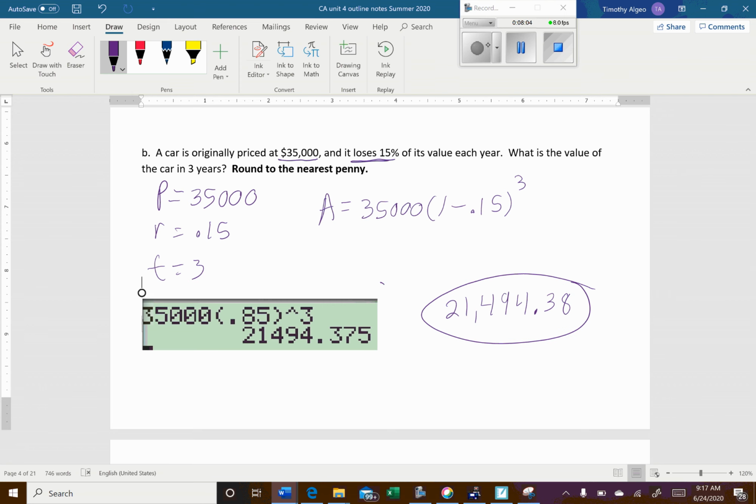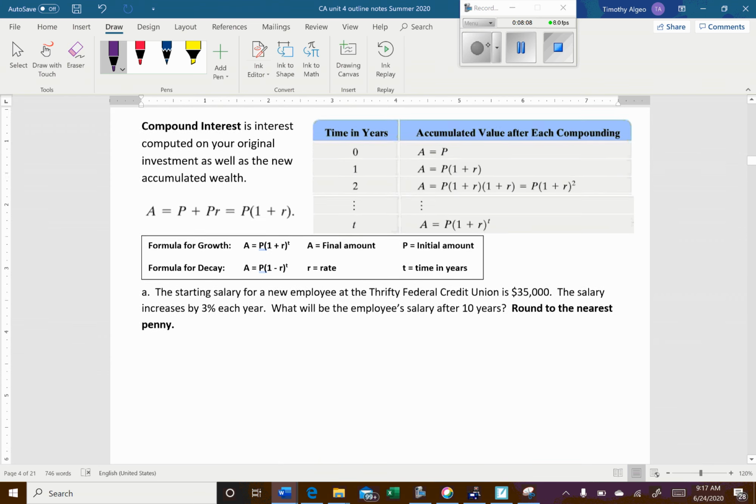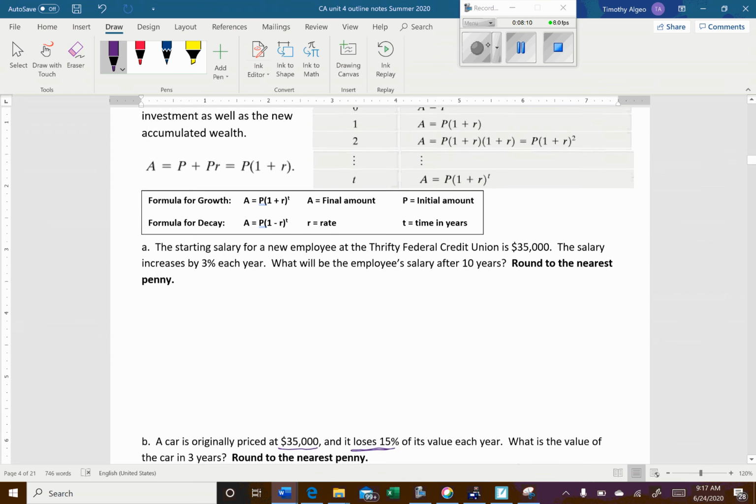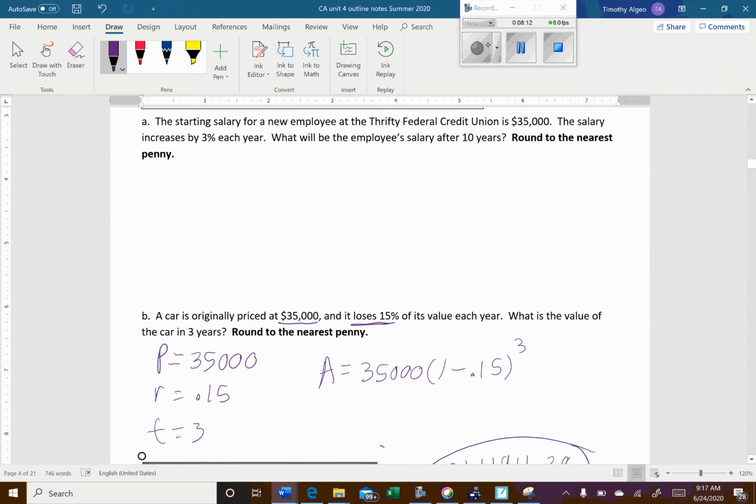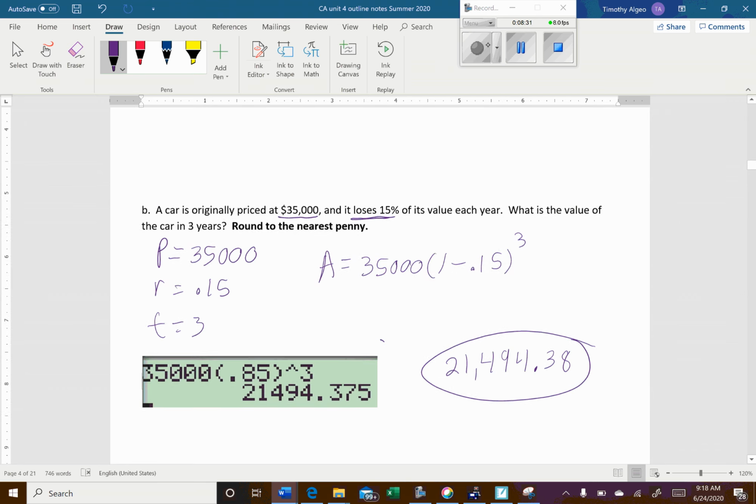Okay, so this is pretty simple compound interest when you're looking at it on an annual basis. But typically when you make an investment, you want them to compound it as often as possible so that you can make money off of the money that's already been earned. So remember, that's what compound interest is: you're making money off of the original investment as well as the new accumulated wealth that you have earned from your investment.